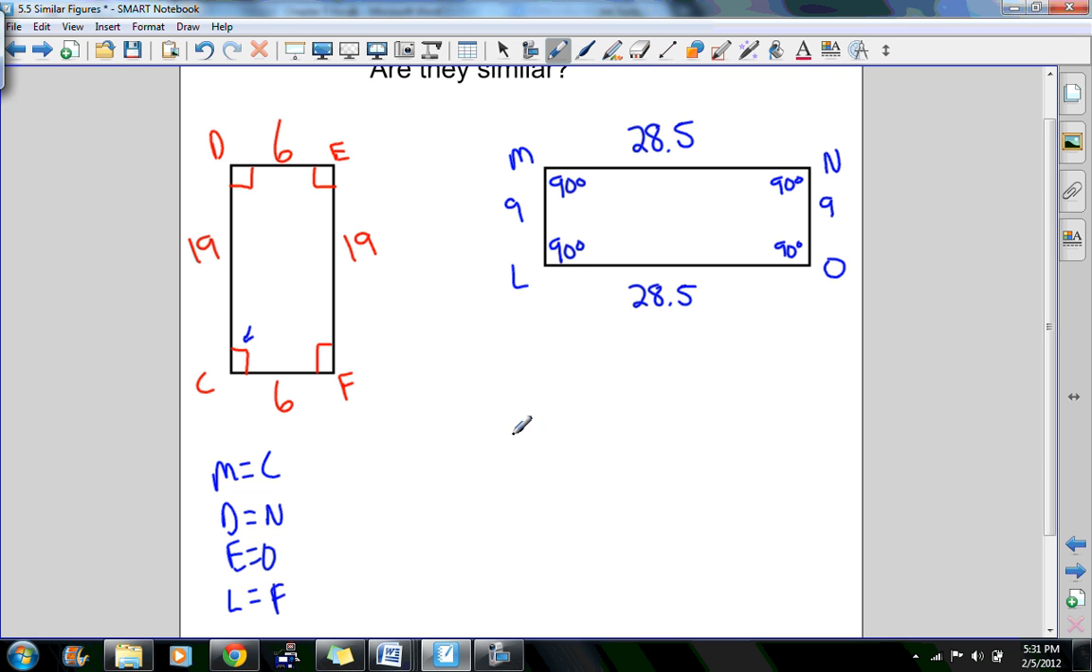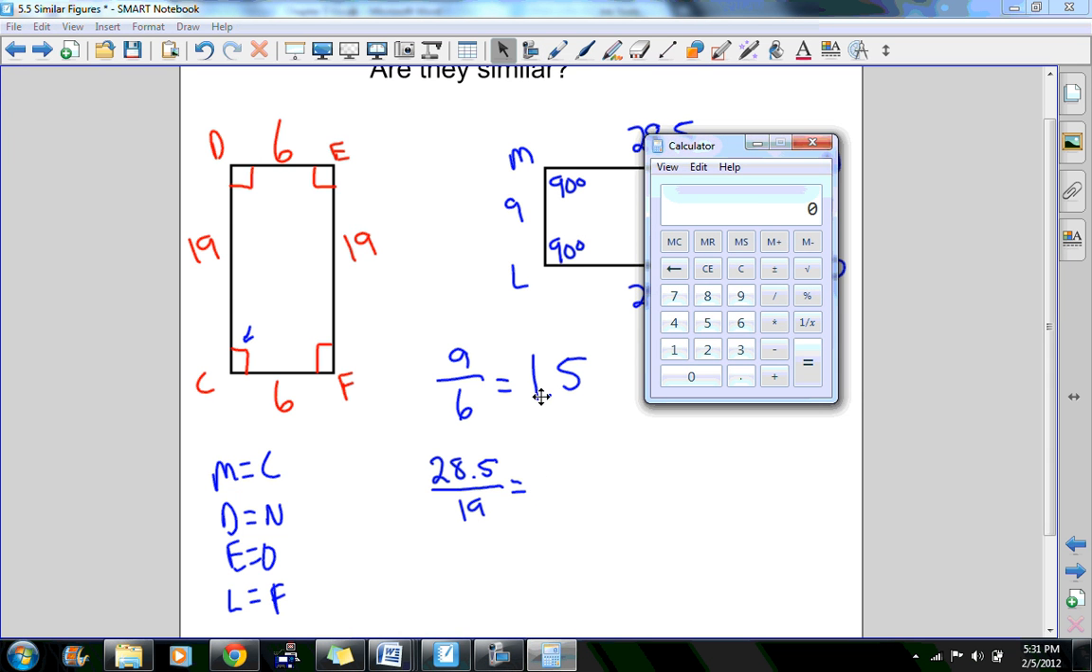So I need to find the ratios. So I'm going to start here with CF, and I'll go 6 divided by 9. Actually, I'm going to go the opposite way to make it a little bit different. But it doesn't matter which way you went. So I'm going to go 9 divided by 6, okay? I just wanted to go a different way. Okay, so this ends up giving me 1.5. Okay, so then I'm going to go 28.5 over 19. And if I type that into my calculator, which is what I expected you to do here, look at that. It gives us 1.5.